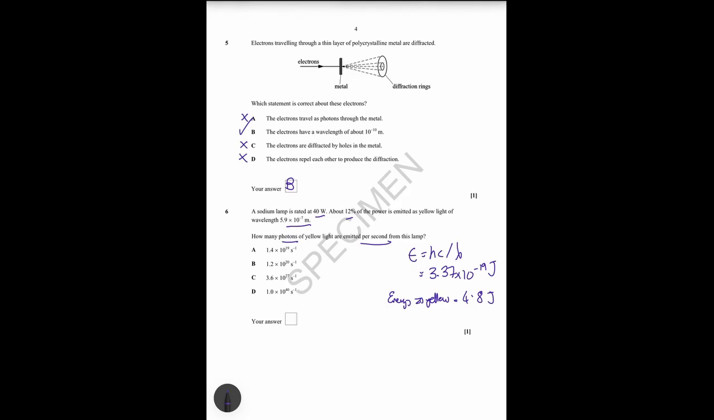Okay, so now if I know that one photon is 3.37 times 10 to the minus 19 joules and the total energy I'm looking for per second is 4.8, how am I going to get the total number of photons? Well, I'm going to have to do 4.8 divided by 3.37 times 10 to the minus 19, and then the answer that I should be getting for that one is A.